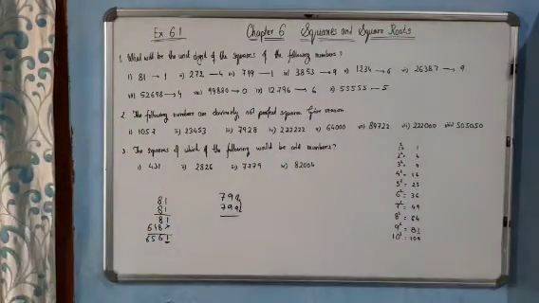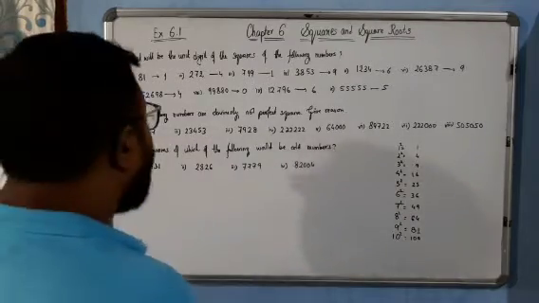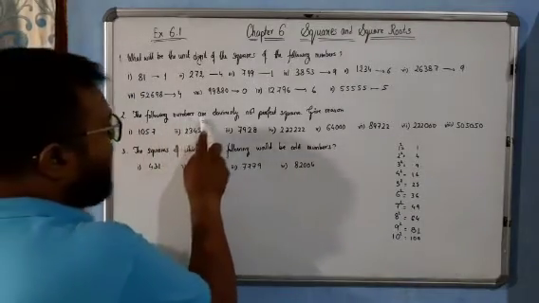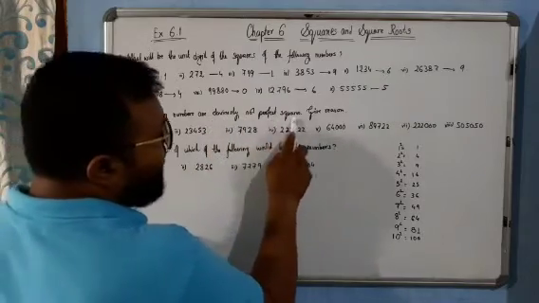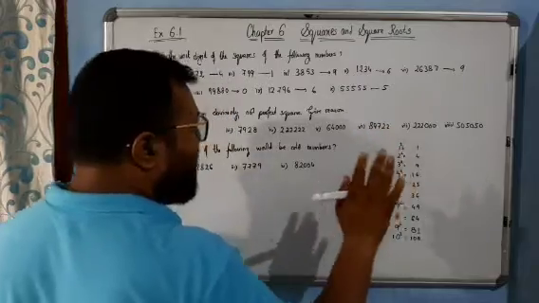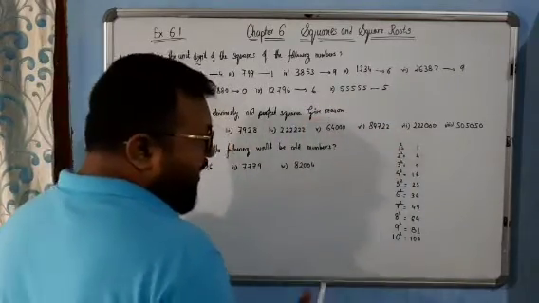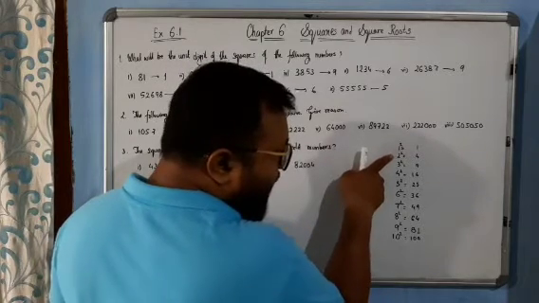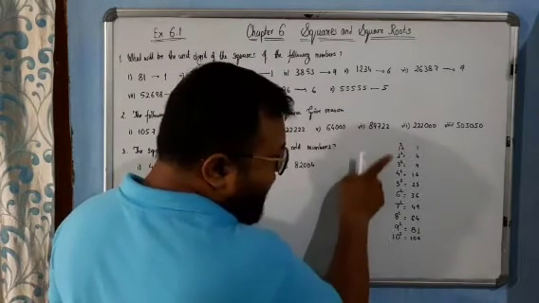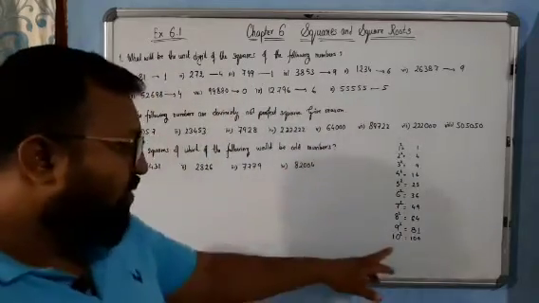Very simple. Now come to the next question. The following numbers are obviously not perfect squares. They have given us numbers which are not perfect squares, but they are asking what is the reason. Give reason. See, look here. I have used all the digits right from 1 to 0. See, 1 2 3 4 5 6 7 8 9 and 0.